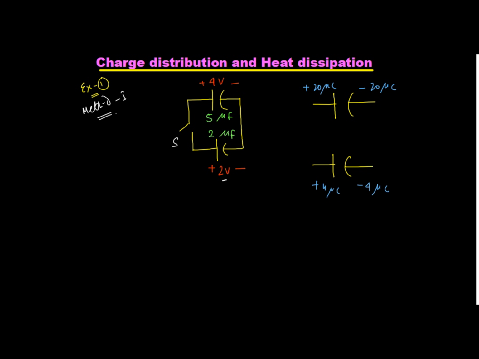Now suppose the key is closed. Now think. This is having greater charge, this is having lesser charge. So I am just imagining that from here Q charge is coming out and here Q charge is getting deposited. So on this plate the charge will be 20 minus Q, and on this plate the charge will be 4 plus Q. I don't think you have any ambiguity over here, right?